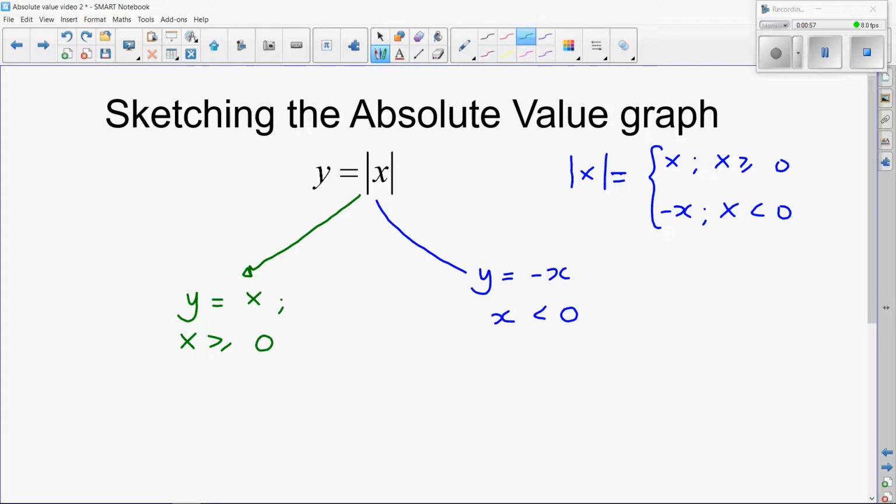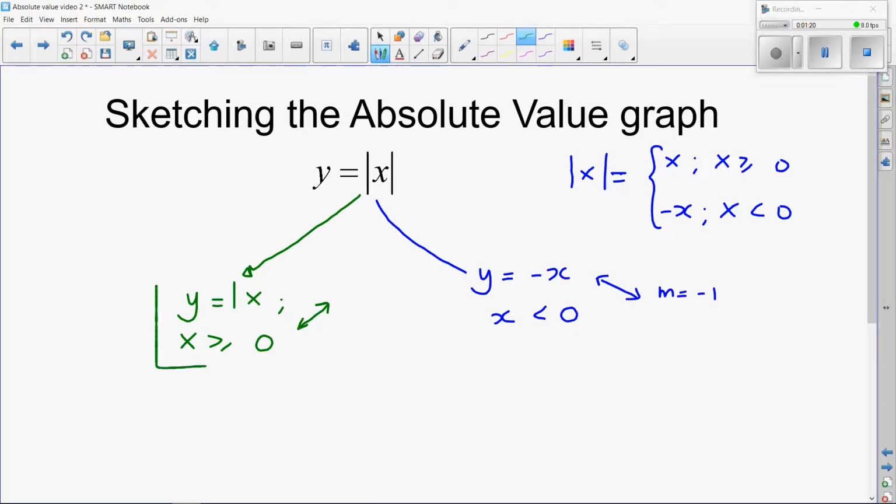One with a positive gradient, y equals 1x. The gradient is 1. So the shape of the graph is an increasing function. So from left to right, it increases. y equals negative x is a straight line. That's a decreasing function since its gradient equals negative 1. So we're going to plot these two graphs.